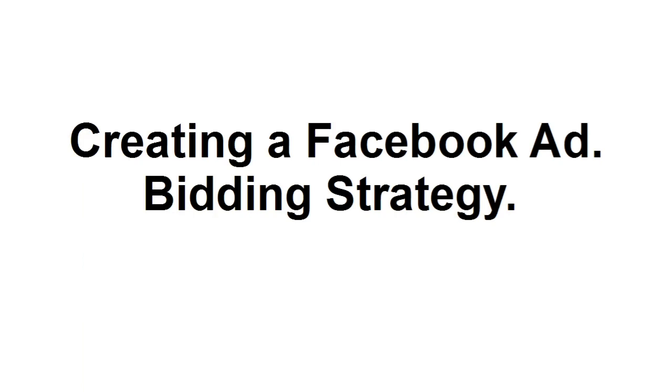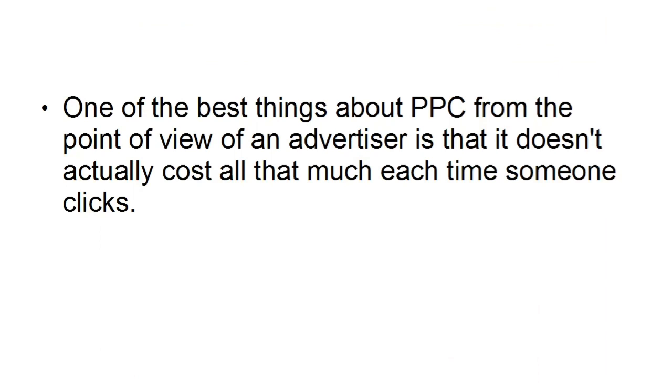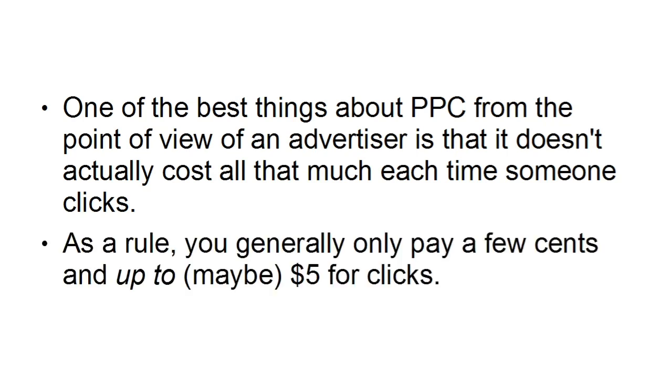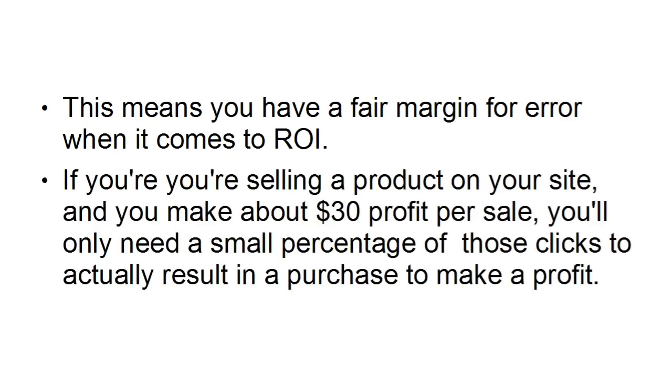Creating a cost-effective Facebook ad bidding strategy is incredibly important. Getting it wrong could leave you seriously out of pocket. One of the best things about PPC from the point of view of an advertiser is that it doesn't actually cost all that much each time someone clicks. As a rule, you generally pay only a few cents and up to, maybe $5 for clicks. And this means you have a fair margin for error when it comes to ROI, or return on investment. And if you're selling a product on your site, and let's say you make about $30 profit per sale, then you only need a small percentage of those clicks to actually result in a purchase to make a profit.